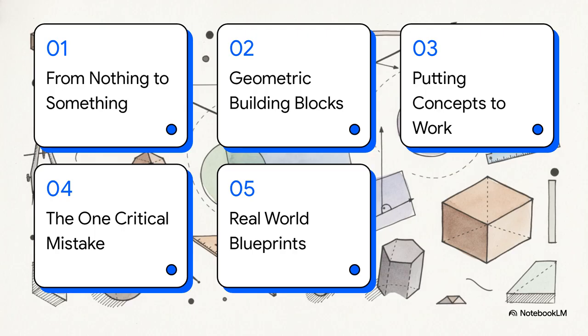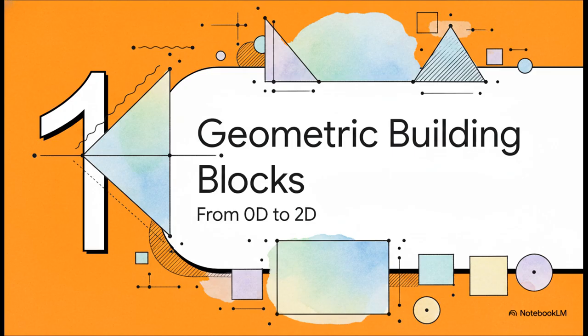Let's dive in. We are literally starting from scratch here. We're going to take a zero-dimensional point, just a tiny speck in space, and stretch it out into a one-dimensional line. And then we'll see how those simple building blocks come together to create a two-dimensional angle. These are the atoms that build everything else we're going to talk about.